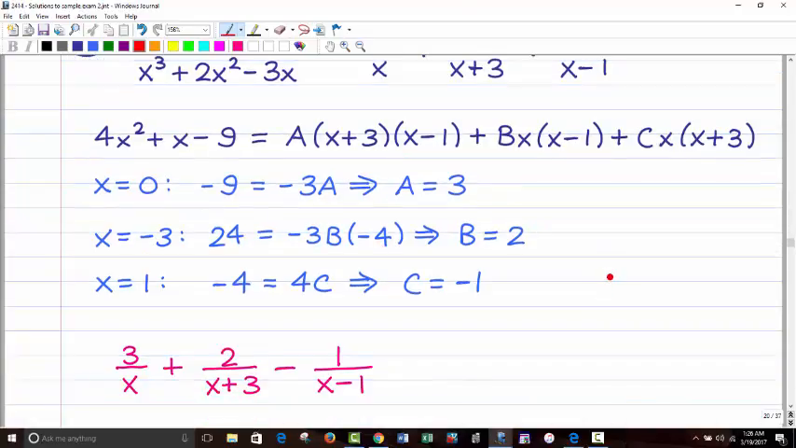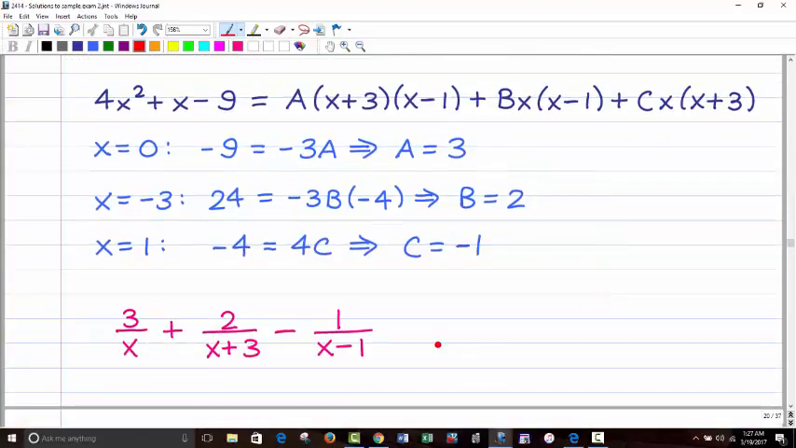And the last one, put in 1, because 1 wipes out a and b, because they both have an x minus 1. Put in 1 here. On the left side, you'll have negative 4. And then the right, for this term, you'll have c times 1, which of course is just c. 1 plus 3 is 4. 4c equals negative 4. Therefore, c equals negative 1.